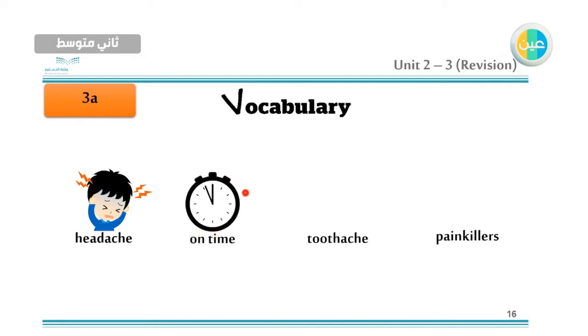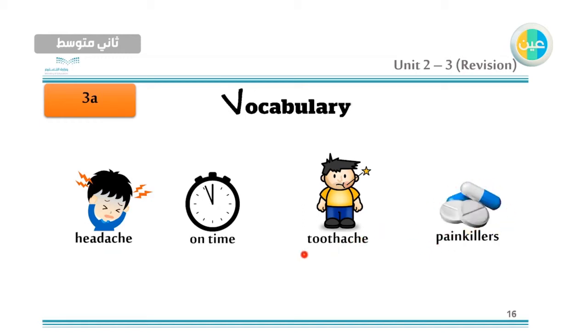Okay, on time. To be on time is to be on the exact time when an event or something starts. Okay, not 5 minutes late or 5 minutes early. On time. For example, when a class starts at 10 o'clock, you need to be on time to be in class at 10 o'clock. Okay, toothache is a pain in your teeth. So when a tooth hurts, we call it toothache. Okay, next, painkillers is what we use to kill the pain when we have a toothache or a headache. So painkillers are medicine or pills that we take to get rid of the pain.